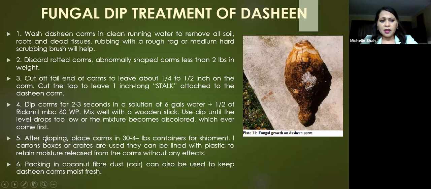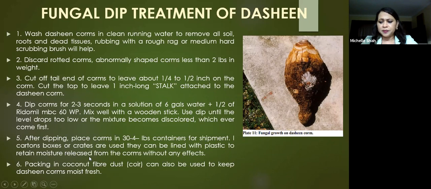After dipping, place corms in 30 to 40 pound containers for shipment. And if cartons, boxes, or crates are used, they can be lined with plastic to retain moisture released from the corms without any ill effects. Pack in coconut fibers, which are used to keep dasheen corms moist and fresh. So coconut fiber can be used to keep it fresh from drying or desiccation.